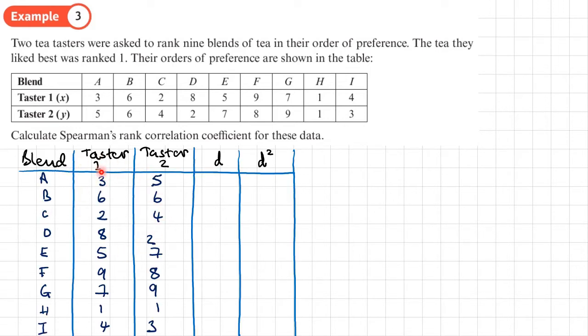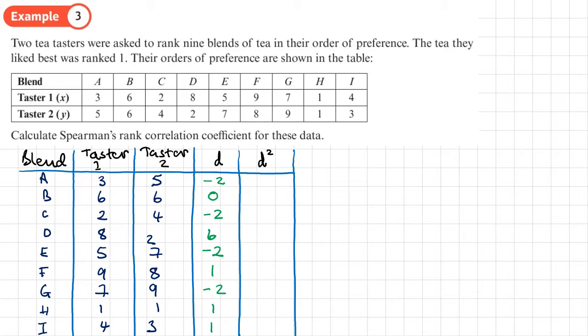So the first thing we're going to do is taster 1's ranking or score minus taster 2's ranking or score. And that will give us d. So 3 minus 5 is minus 2, then 0. 2 minus 4 is minus 2. 8 minus 2 is 6. 5 minus 7 is minus 2. 9 minus 8 is 1. Then we have minus 2, 1, and 1.